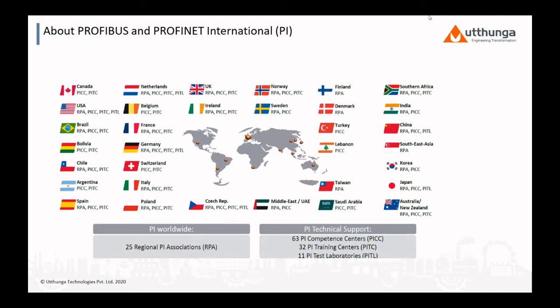So PI has a different kind of organization. You can see in the bottom layer PITC, that is a training center, and PITL, that is a test lab, test laboratories. Test laboratories means if I develop a PROFIBUS device, I have to certify whether this is as per standard. So I have to give it to this test lab and get certified. Otherwise, this cannot be sold in the market. So these are the three divisions undertaken by PROFIBUS and PROFINET International.